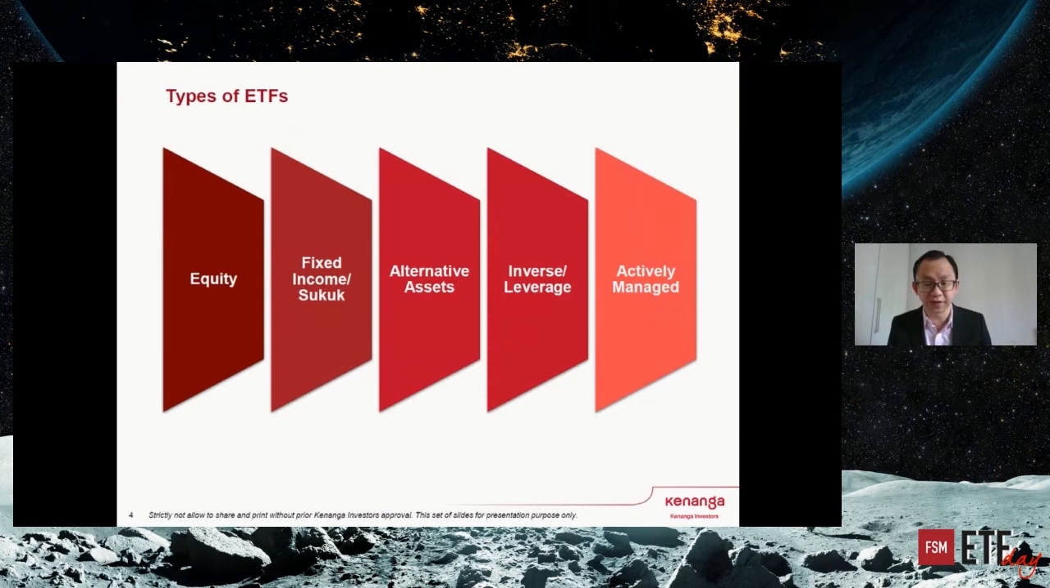We also have inverse and leverage, which is slightly complicated. Inverse simply means that if I have an inverse ETF on, say, FBM KLCI, when FBM KLCI goes up, my ETF will go down. So this is a form of hedging. And also leverage. If I have a leverage ETF on FBM KLCI, it simply means that when the index goes up by 1%, I may gain 2 or 3 times, 2% or 3%.